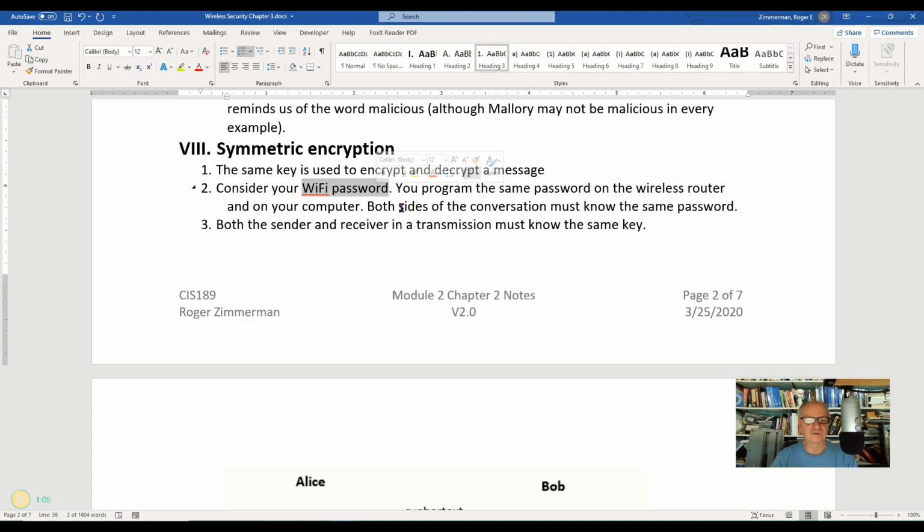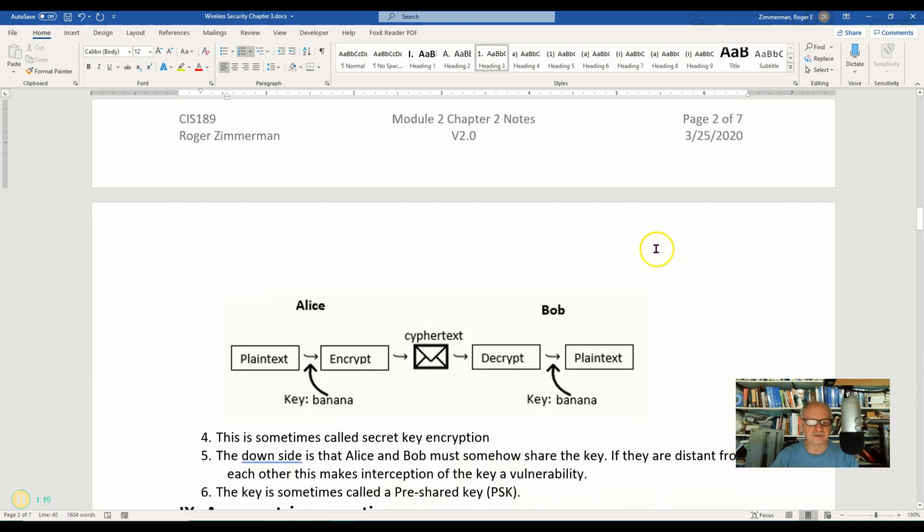Now in this case it's just a password which may or may not be encrypted, but we'll pretend for now that that is like a key. Both the sender and receiver in the transmission must know the same key, and that's an important point. They can't be different keys in any way.